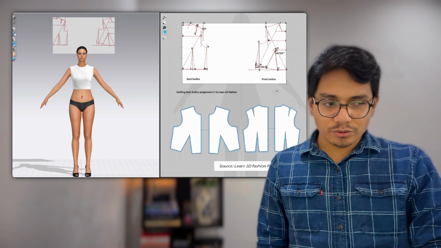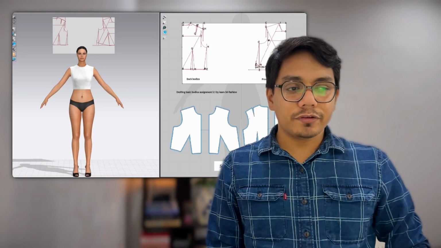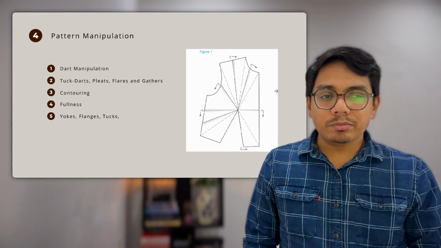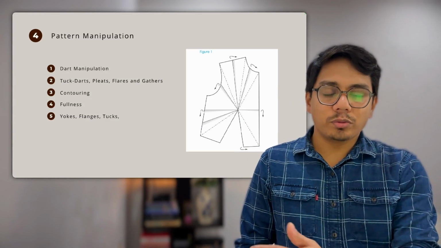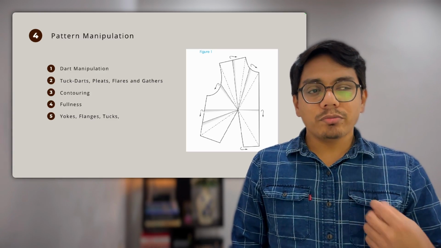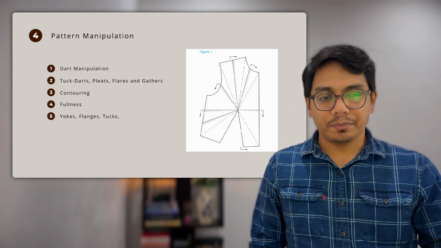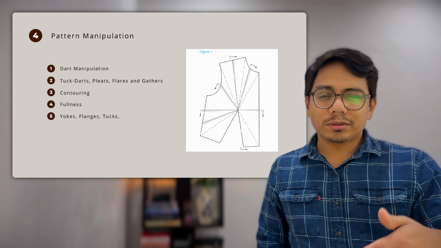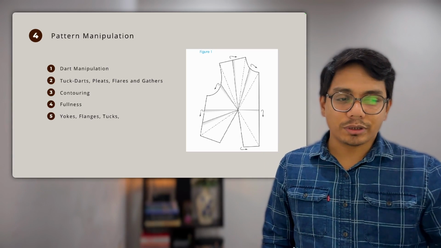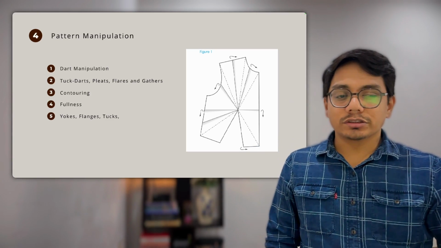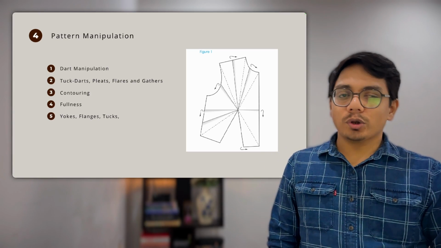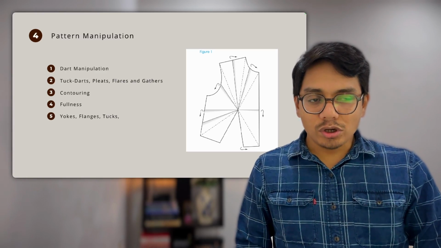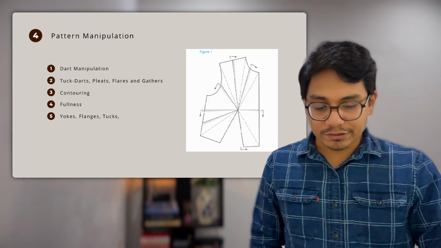Once you have made those changes, once you have created this basic pattern, how do you manipulate it? Because we are not happy with it. We want to be a little more creative about it. So how do you manipulate the pattern to get to the desired shape? This is called pattern manipulation in pattern making. Some of the major topics in it are dart manipulation, and how you create pleats, flares, gathers, fullness, yokes, flanks. I've combined a few topics in pattern manipulation, but that's fine. You need to understand these topics also to manipulate your patterns.